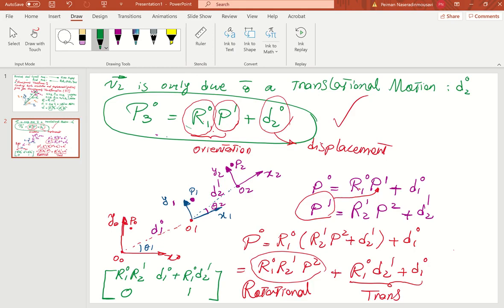Understand? So this is what you can show in the matrix form, and this is with respect to O0, x0, y0, because we are measuring everything in robotics based on the fixed frame or coordinate system. Understand?